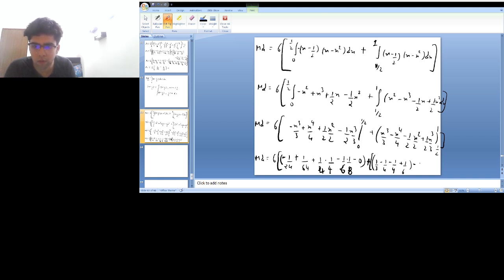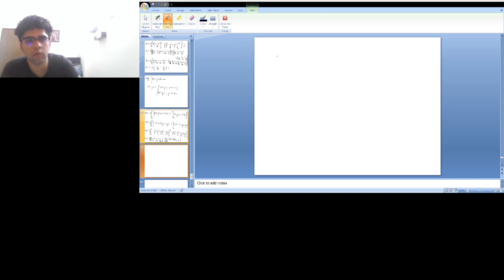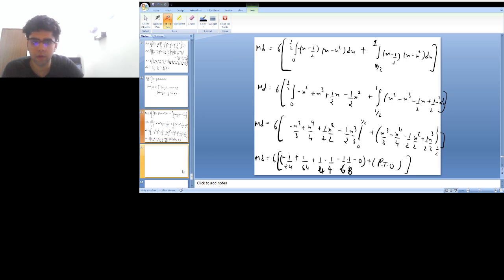Now substituting half here. I'm just writing this expression on the next page. So I just wrote this on the next page. Wait. PTO, please turn over. Right. So for this expression, or shall I evaluate this expression first? Or wait, let me just, so this becomes, first let me just write that expression.